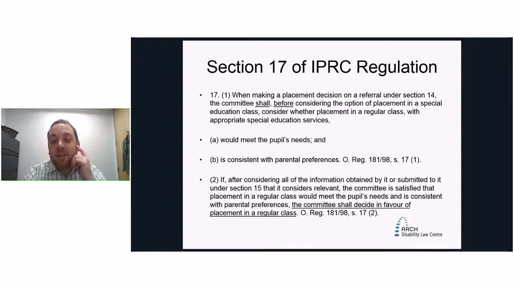Section 17 essentially says, before an IPRC committee can say, we're going to put you in a segregated environment, they really need to consider that placement in the regular classroom and whether it would meet the student's needs and whether it's consistent with a parental preference. So if you can put a student in a regular classroom and if that's what the parents want, and with the appropriate support, then it basically says the committee has to make that placement. There's no other option.